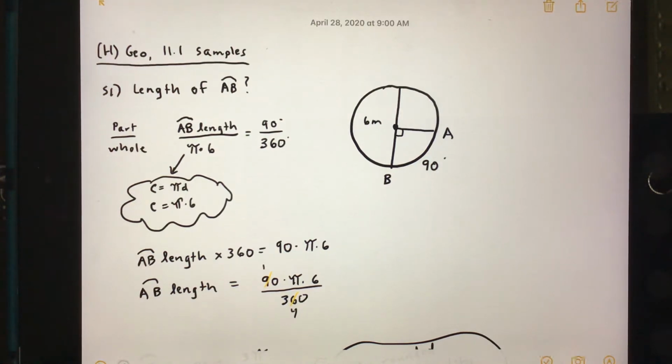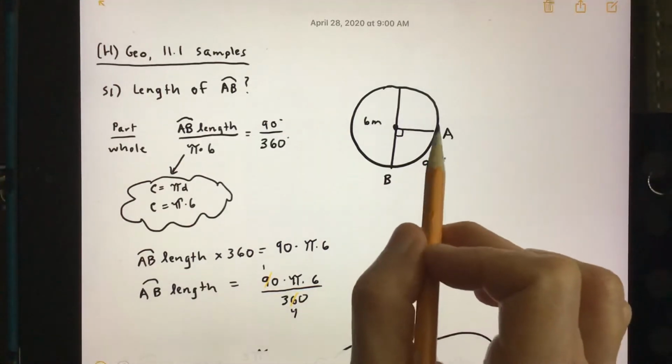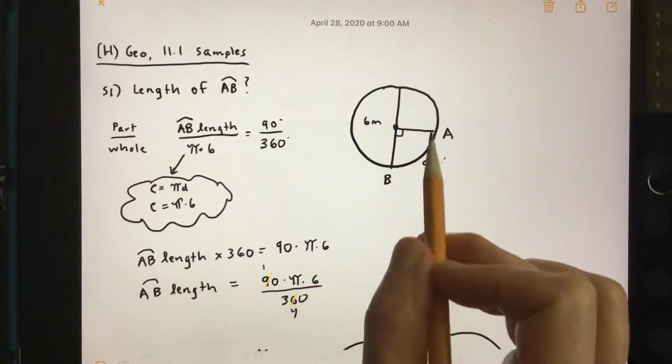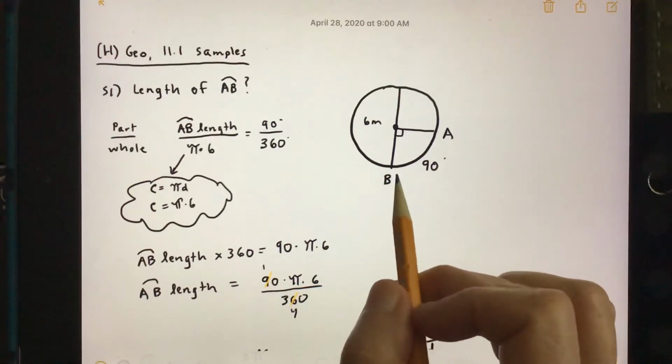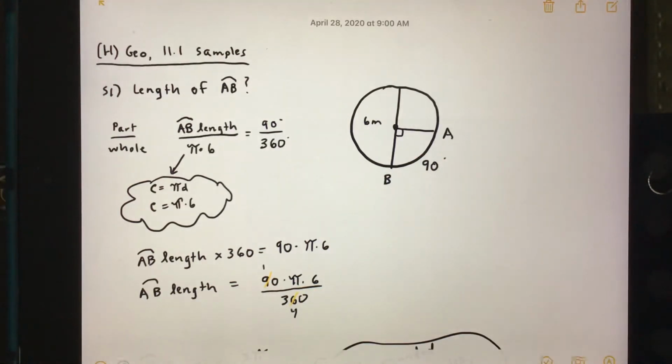Good morning, geometry classes. We are looking at 11.1 samples right now from our first lesson in our chapter dealing with measurements of areas and surface areas and volumes. So we're going to start by taking a look at sample 1 where we're finding the length of AB. How far is it from here to here? We know that this arc here measures out at 90 degrees, but the question is how long is it from A to B? So we're going to want the measurement answer to that.